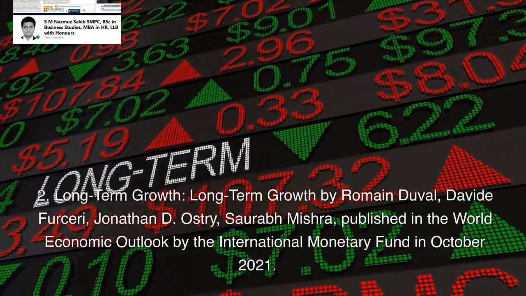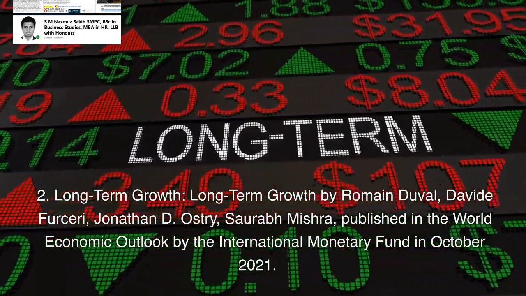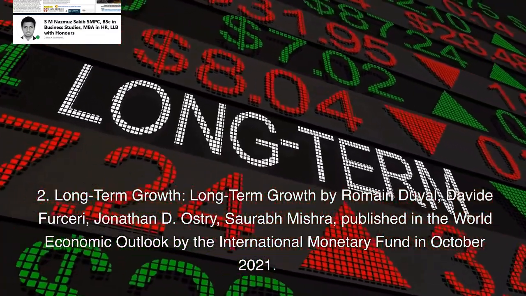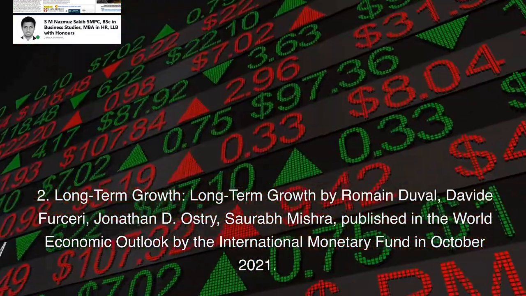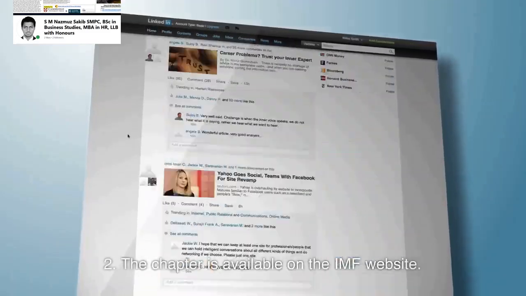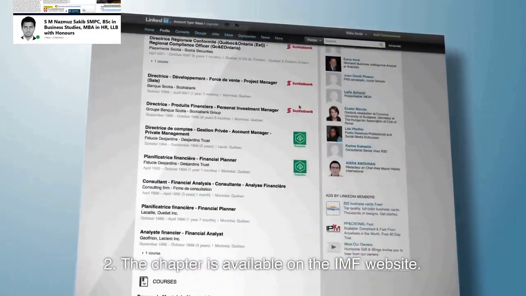2. Long-term growth, by Romain Duval, David Furceri, Jonathan Ostry, Saurabh Mishra, published in the World Economic Outlook by the International Monetary Fund in October 2021. The chapter is available on the IMF website.